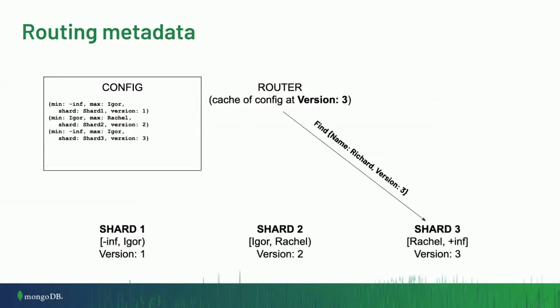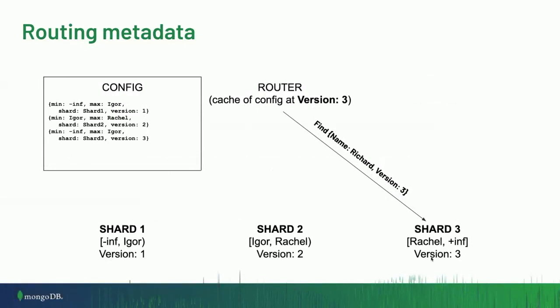In a normal operation, we have the config server with the routing metadata, version 1, version 2, version 3. The router has cached the data from the config server at version 3. Version 3 is basically the highest version that it has seen from the whole data. And when a request comes, let's say for the name Richard, the router sends that query to shard 3 along with version 3. It tells it, I'm pretty sure that you're at version 3, so I'm going to send this request. If you're not at version 3, don't accept it.